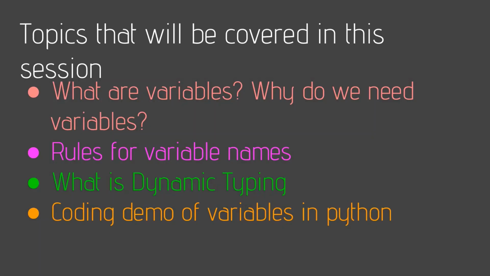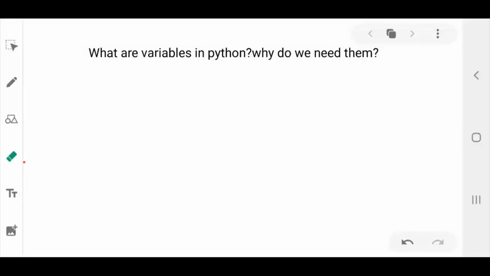So the topics that we'll cover in this session are what are variables and why do we need variables. Also, for naming variables you have certain rules, so we look at that, and then we look at the concept of dynamic typing in Python, and then there'll be a short demo on coding where I'll show you how to code variables in Python.